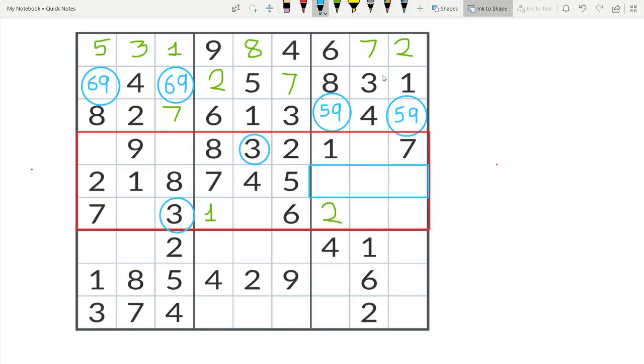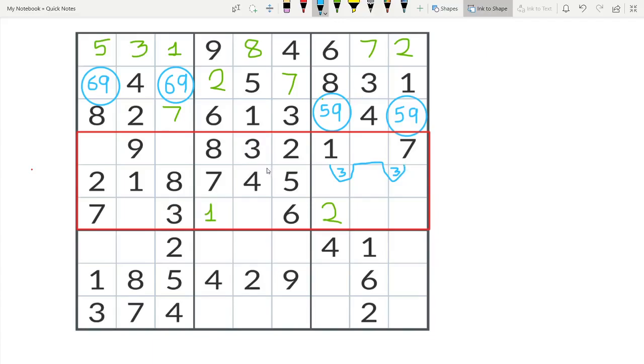Now I notice there is a number 3 in this column. So this cell is not an option and I can have a number 3 either over here or possibly over here. So I'm going to represent it the same way we did earlier, which will tell me one of these two cells has to be number 3.